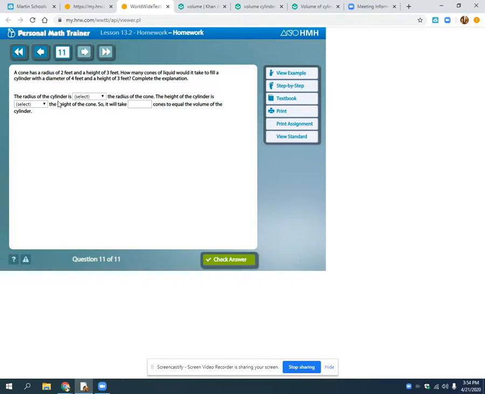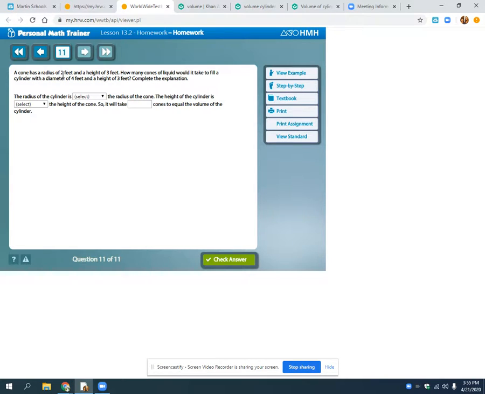Okay, and last one. A cone has a radius of 2 and a height of 3. How many cones of liquid would it take to fill a cylinder with a diameter of 4 and a height of 3? So complete the explanation. You know when you have diameter, how do you find radius? Good, divide by 2. So 4 divided by 2 is 2.